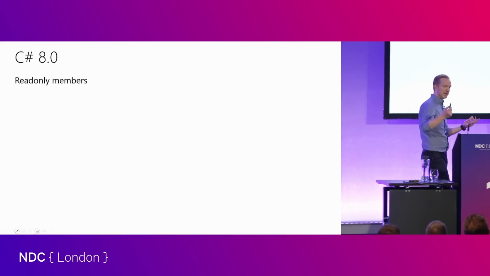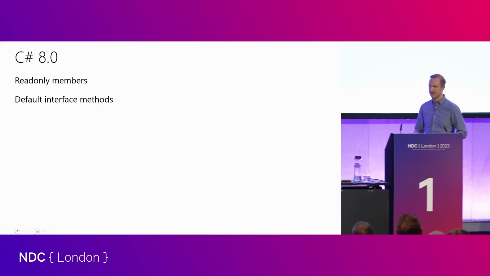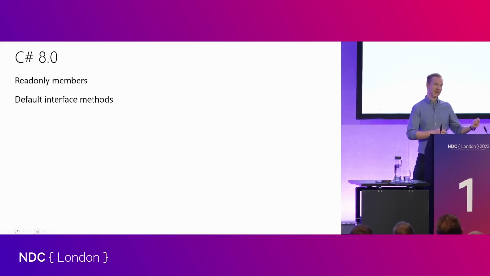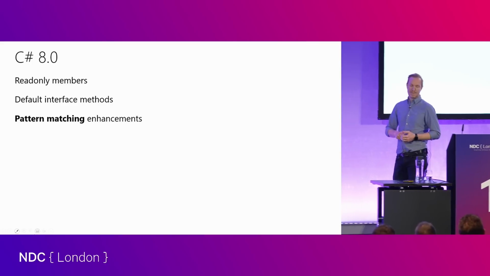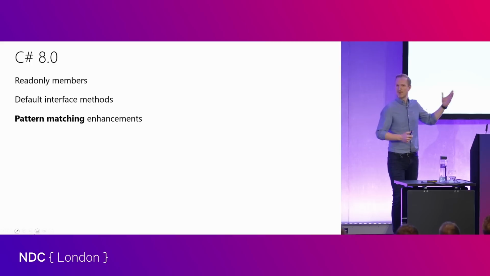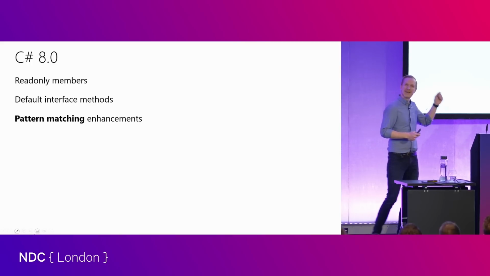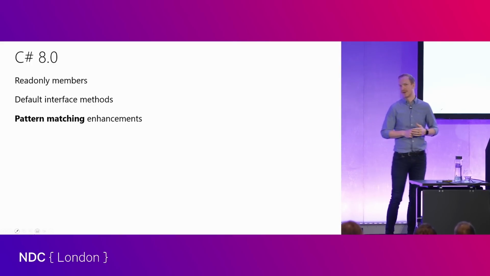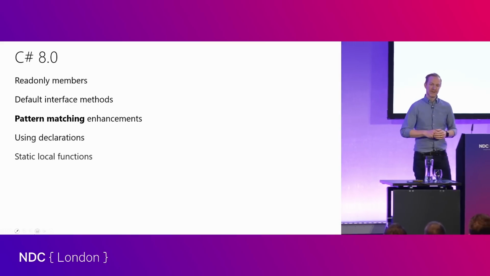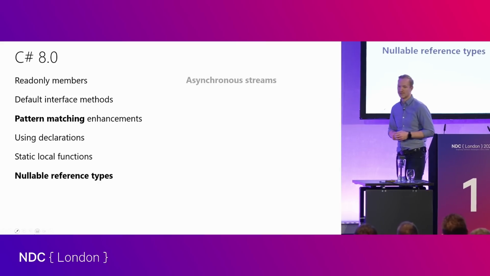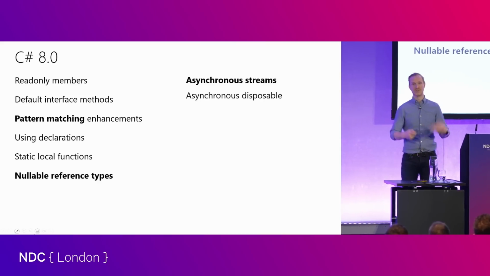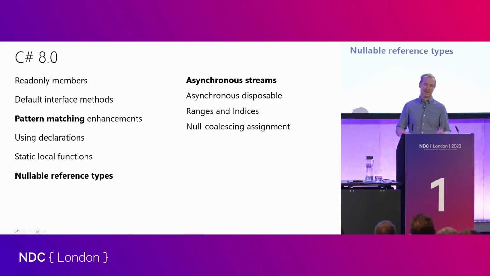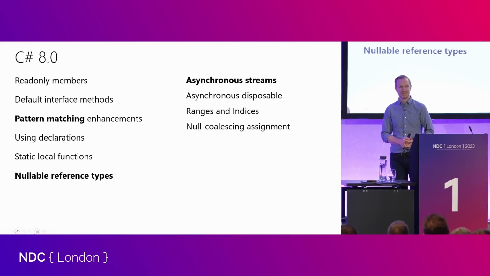We've got something called read-only members, default interface methods, or default interface implementations, depending on when you're reading the documentation. Pattern matching enhancements. Really, "enhancements" is not appropriate to call this because it's totally revamping how we use pattern matching. We're getting using declarations, static local functions, nullable reference types, asynchronous streams, asynchronous disposables, ranges and indices, null-coalescing assignment, and there's a few more features as well.